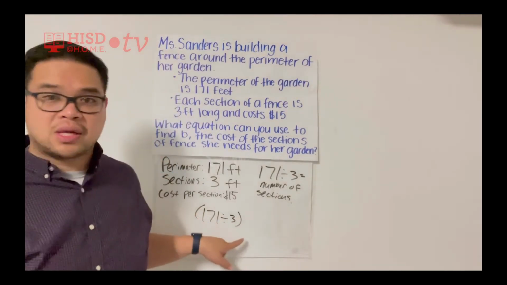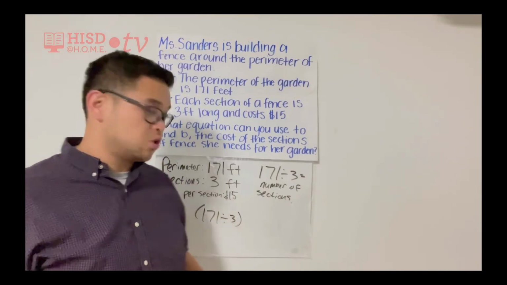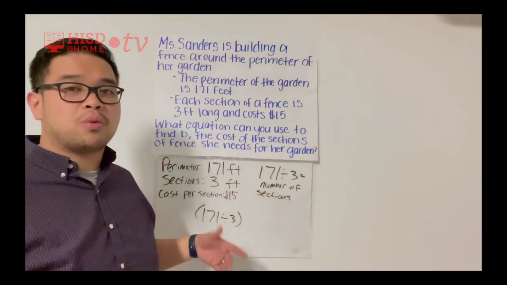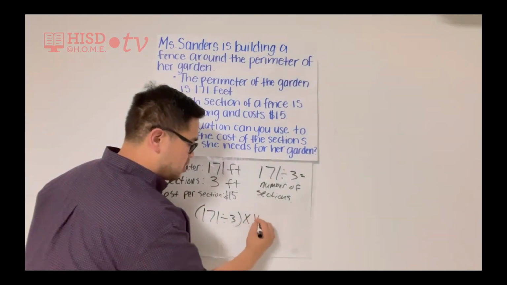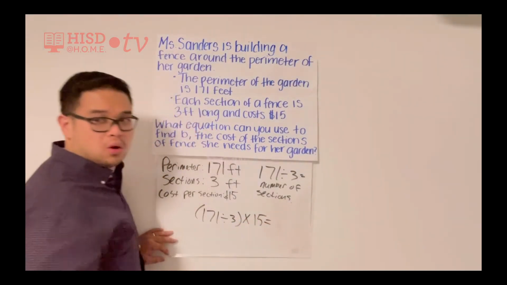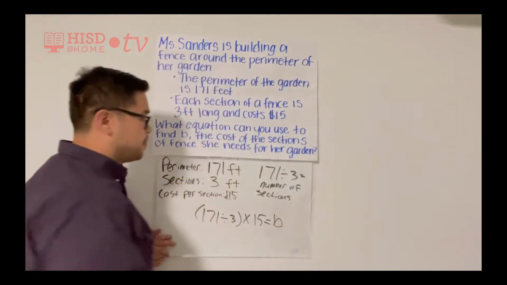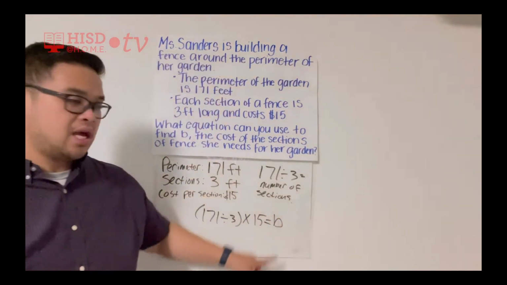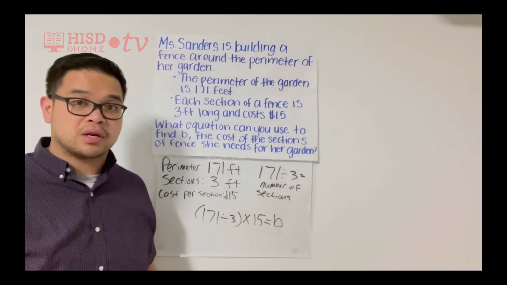All right, that's our first step, 171 divided by 3. And then we multiply that by 15, because once we find how many sections there are, we multiply it by the cost per section, which is $15. And that will equal B. And that B represents the total cost of how much needs to be spent for the garden.